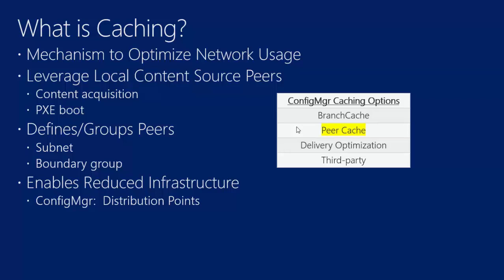In the Config Manager world specifically, you'll see this more in a minute, we add the boundary group to that mix, and that boundary group defines the group of systems that could be sharing content back and forth, right? And then flipping back to subnet for a minute, even inside the boundary group, there's the ability to set it to only share content with systems that are on the same subnet. Again, you'll see that in a minute, not to dig too far into the Config Manager stuff just yet. And then finally, caching is a way to enable a reduced infrastructure. In Config Manager, that means fewer distribution points that you need to set up and maintain.